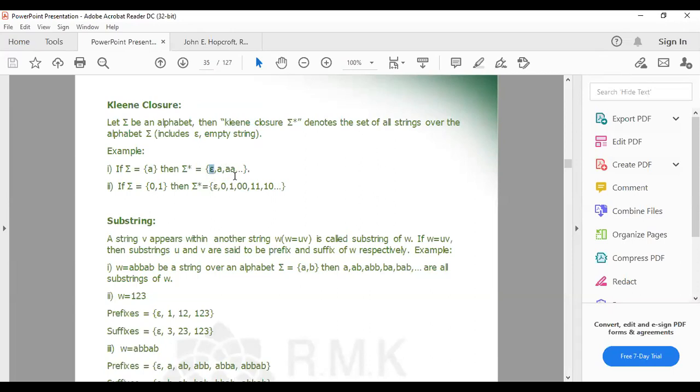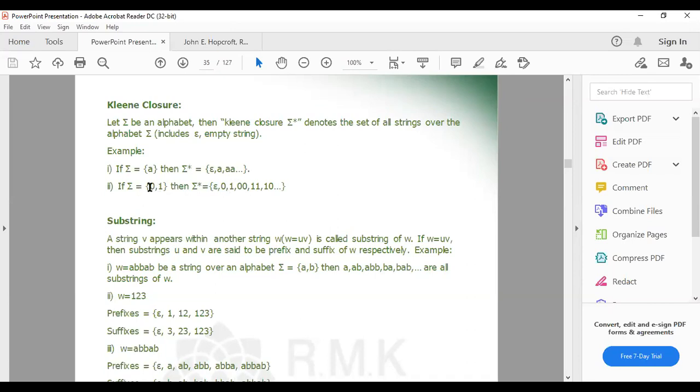Okay, this is the Kleene closure concept. This is an important question I just missed in the slide. In the next example, they gave the input alphabet as 0 and 1. Kleene closure denotes the set of all strings over the input alphabet, with the inclusion of the empty string also. The empty string is denoted by epsilon.